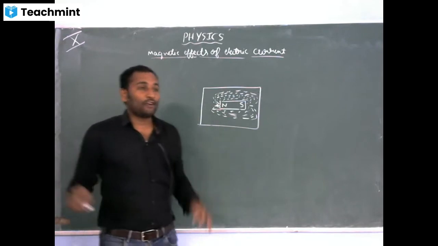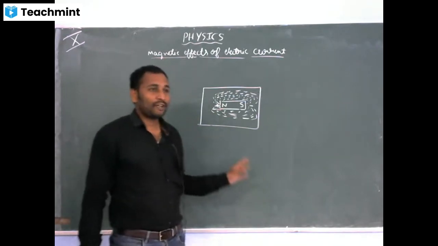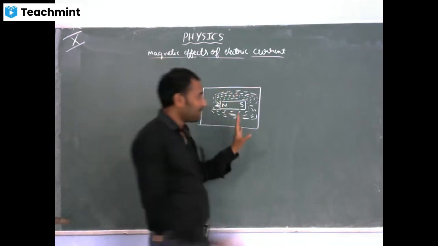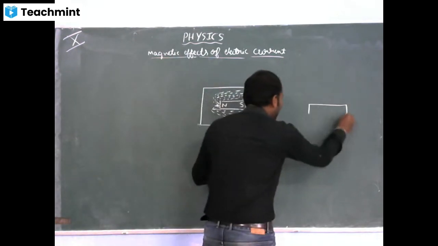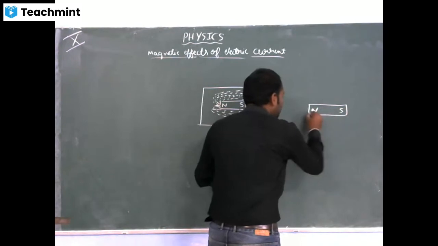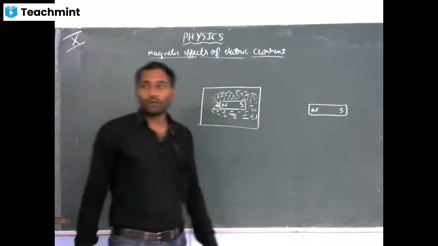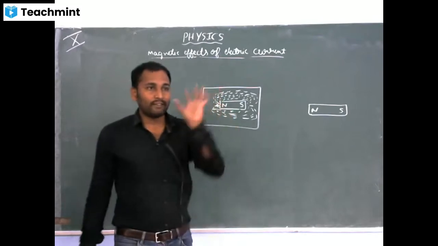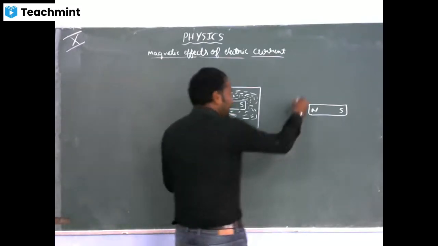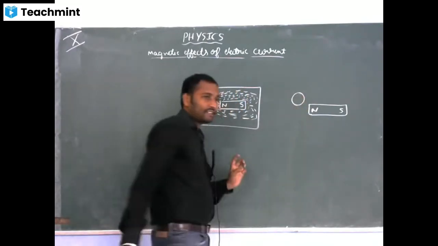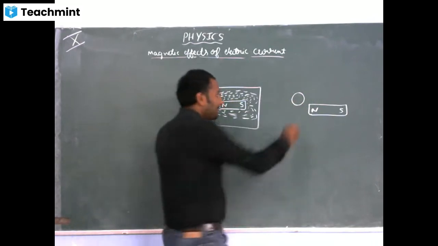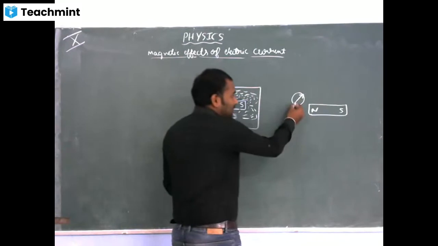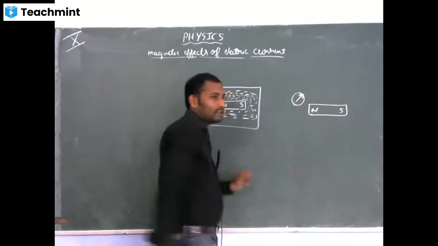So I will do one more activity with the same bar magnet. I have taken the bar magnet. This is north, this is south. You know, a compass needle is a small bar magnet. So I have taken a compass needle. I place the compass needle here first. I am getting a direction like this. So this is south, this is north.